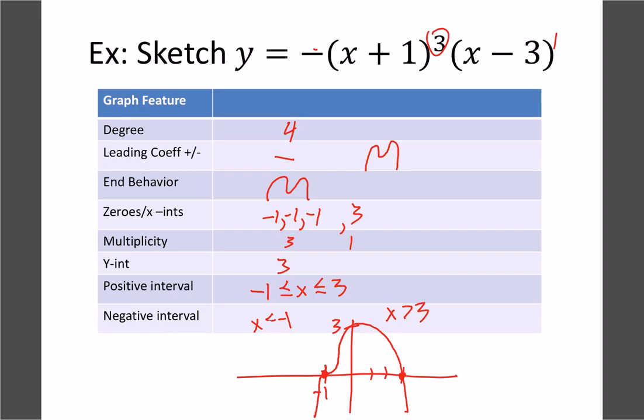So yeah, to draw a better graph, we've got a negative 1 S-curve, we've got a positive 3 regular one, and we cross through positive 3 as well. So our graph then should do something like that.